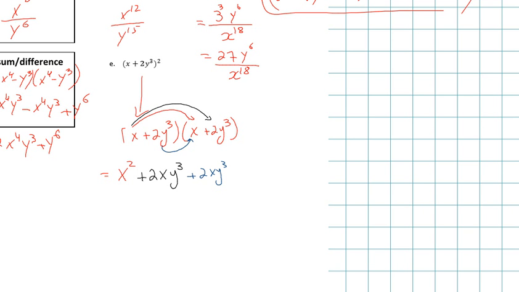What's 2y cubed times 2y cubed? What that means is 2y cubed times 2y cubed. It's 4y^9? No, 3 plus 3 is 6. So it's 4y^6. Plus 4xy^6? No. So just add these two together, because they are common. They have the same term. 4xy cubed plus 4xy cubed plus 4y^6.